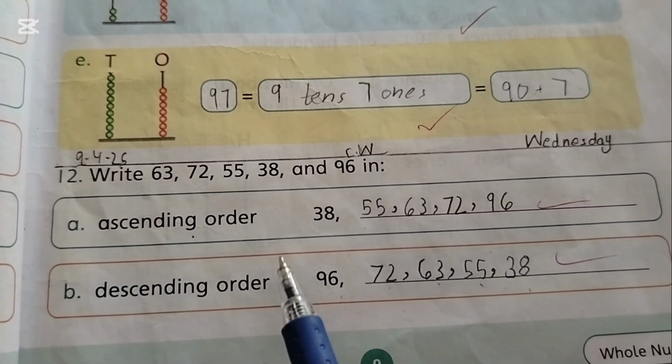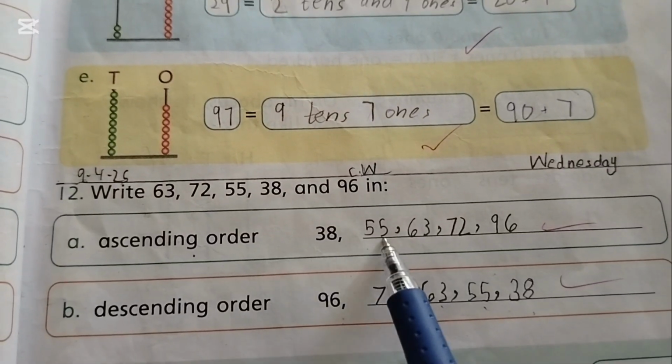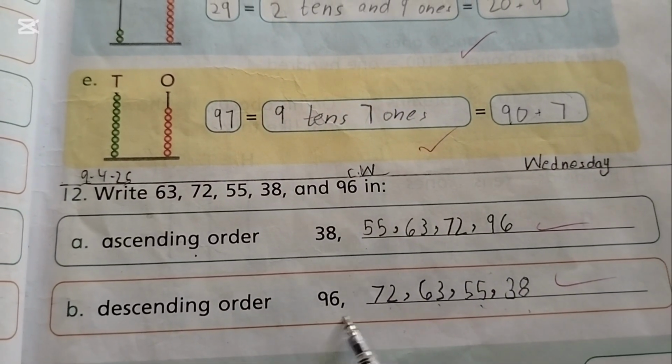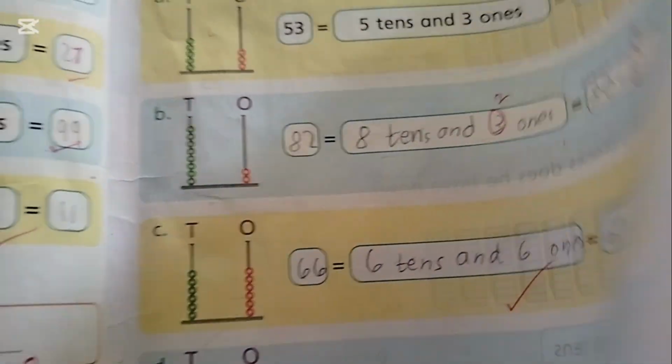We can arrange in ascending order or descending order. The ascending order is 38, 55, 63, 72 and 96, and the descending order is 96, 72, 63, 55 and 38. So this page is now completed. We have to move on to the next page.